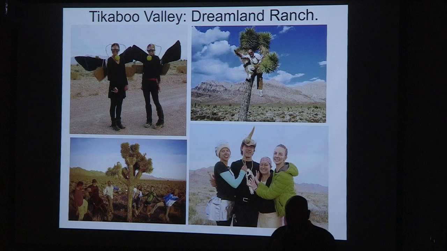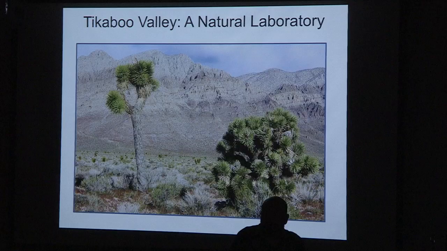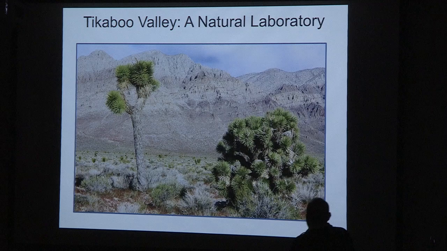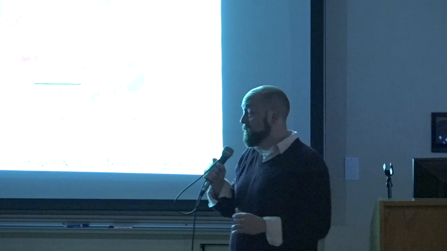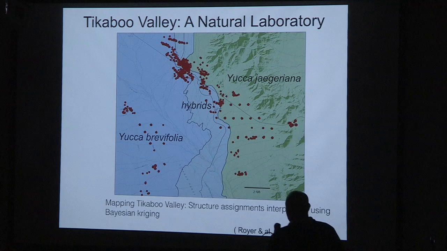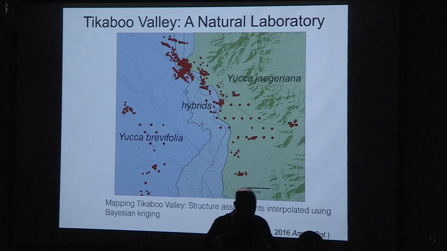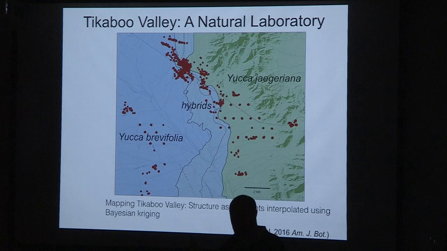Okay, I promise I'm going to wrap up shortly. So, the other reason that it's really interesting is that we have these two tree varieties, species, living right next to each other. And, in fact, we've now genotyped, so we've gotten data from hundreds of trees in Tikaboo Valley, and what we found is that in most of the valley, it's just either Yucca brevifolia by itself, in blue, or Yucca jaegeriana. But in the middle, we have a mixture both of the two trees and also trees that are hybrids, which on the face of it, hybridization would seem to say to us, nope, one species. But it's actually a little more nuanced than that.